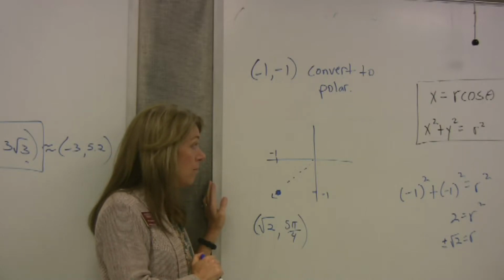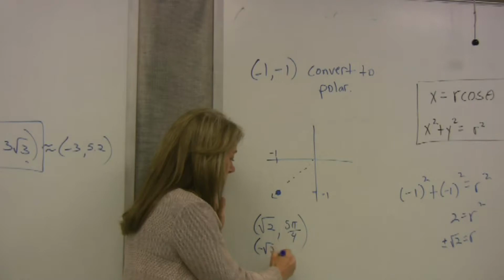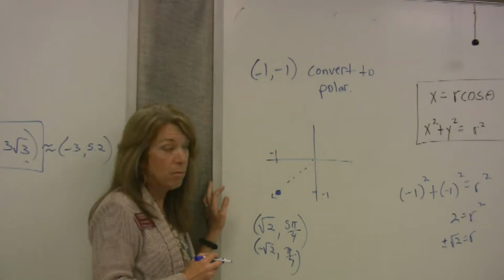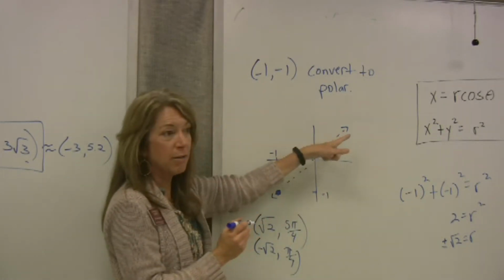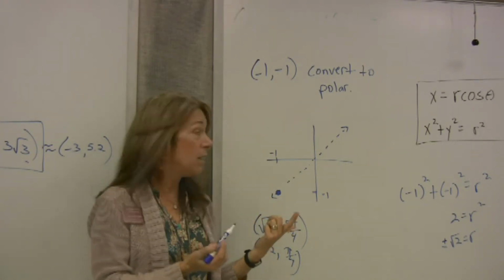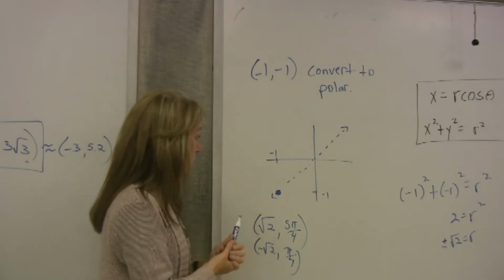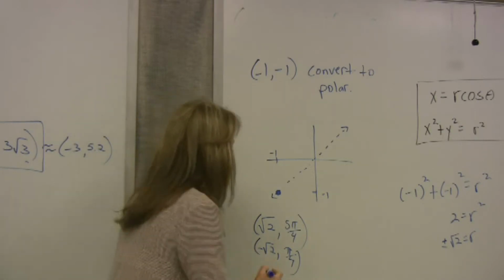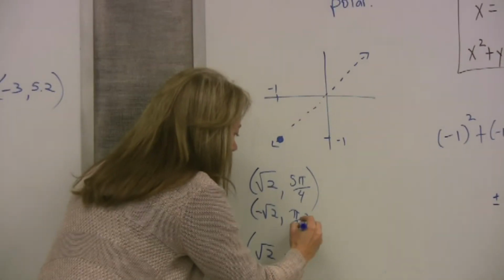What's another option? Negative root 2, pi over 4. Negative root 2, positive pi over 4. That means we're looking in this direction, but if we're looking in that direction, we're going to go backwards, so that would put us down here. So these are like the problems on the lab where I'll ask you to convert it, but sometimes I'll give you restrictions. What if I want a negative angle? You could do root 2, negative 3 pi over 4. Ooh, I like it.